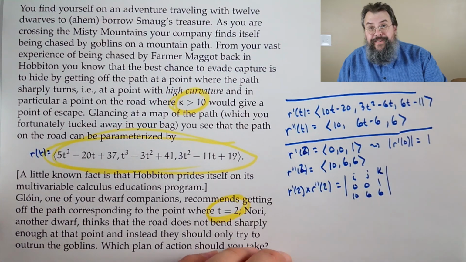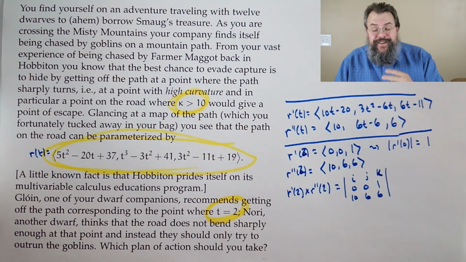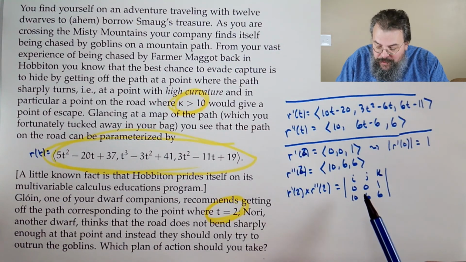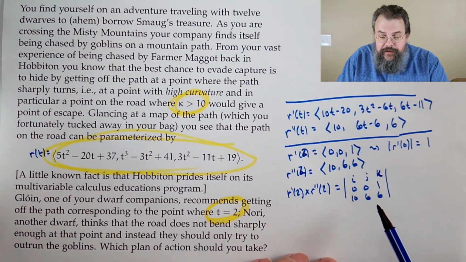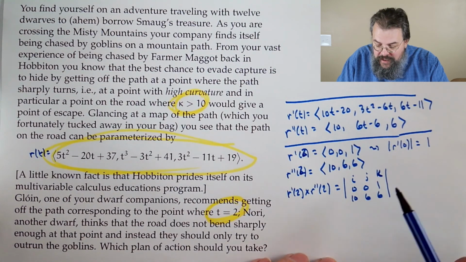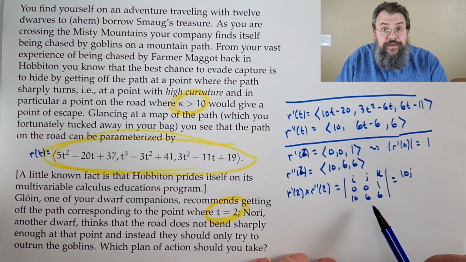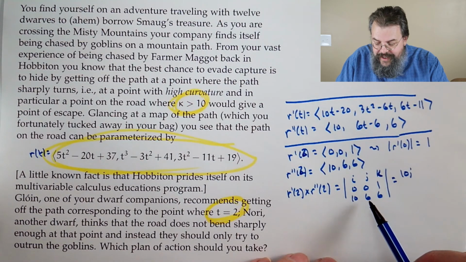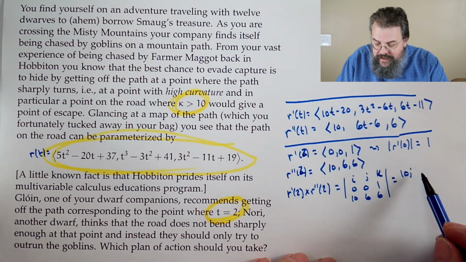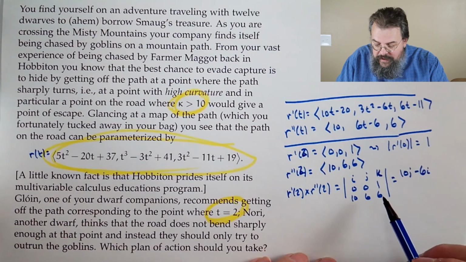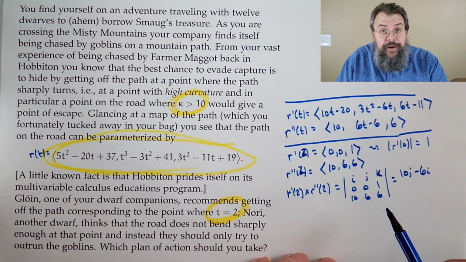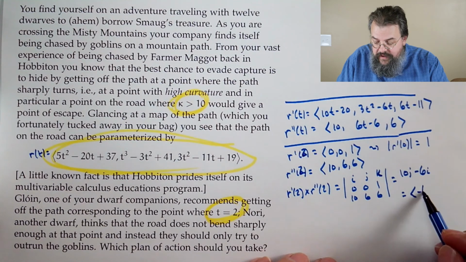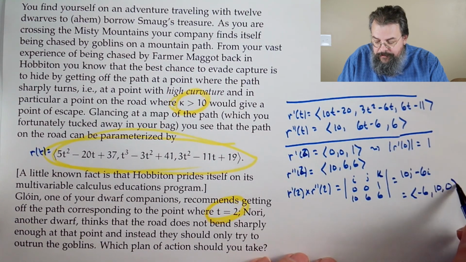Now, the good news is you got a bunch of zeros. The more zeros you have, the faster the computation goes. Watch. i times 0 times 6, 0. j times 1 times 10, 10j. k times 0 times 6, 0. 10 times 0 times k, 0. 6 times 1 times i, that's minus 6i. And 6 times 0 times j, 0. So what do we have? Well, we have minus 6, because that's the i, and then plus 10, and then 0.